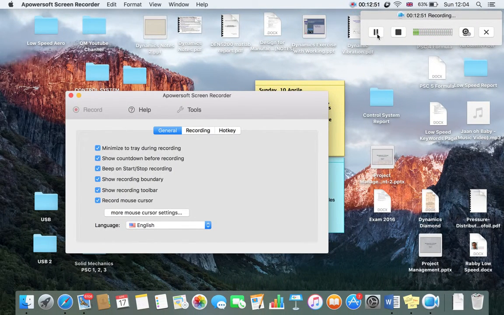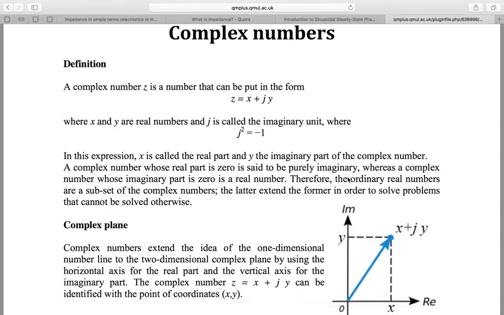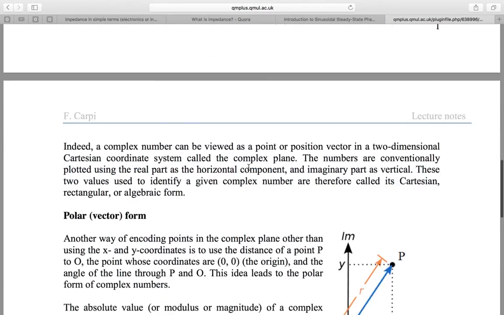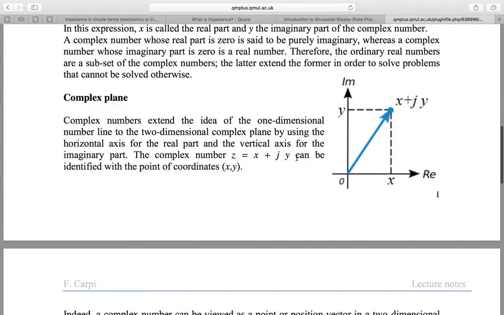Thank you very much. Now we're moving to complex numbers. For complex numbers, we have this lecture slide. Basically, you need to know that a complex number is made of a real part and an imaginary part. Just remember that j squared is equal to -1, and j equals the square root of -1. There is a complex plane, and there are various ways to write a complex number. One is the Cartesian form, where z equals x, the real part, plus jy, where y is the imaginary part.